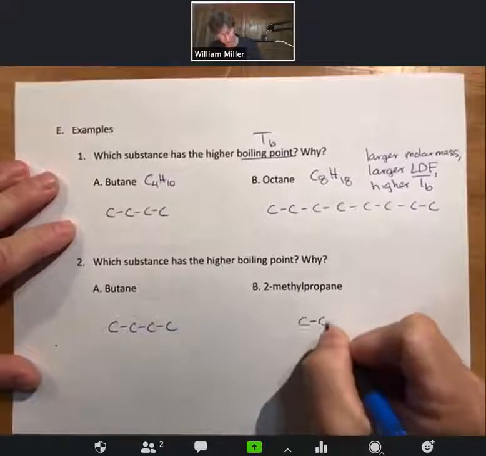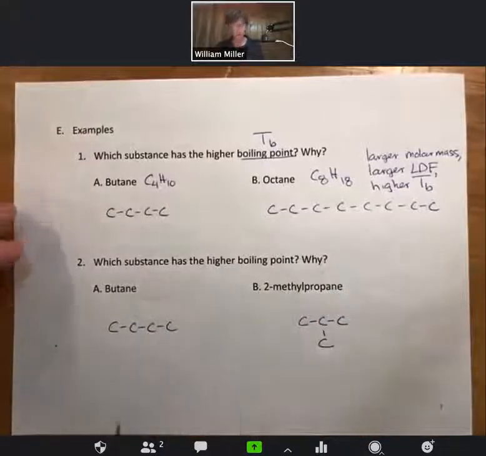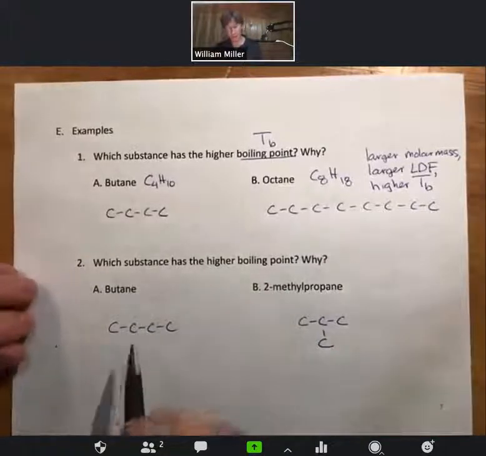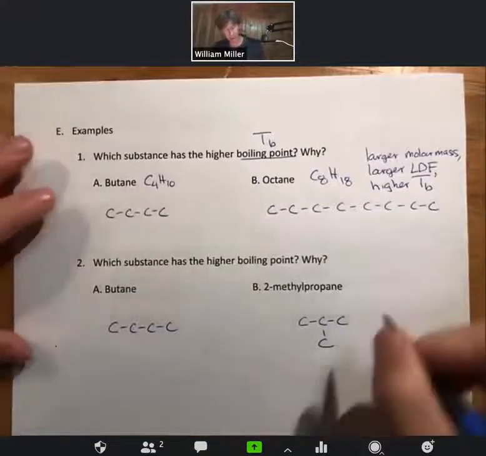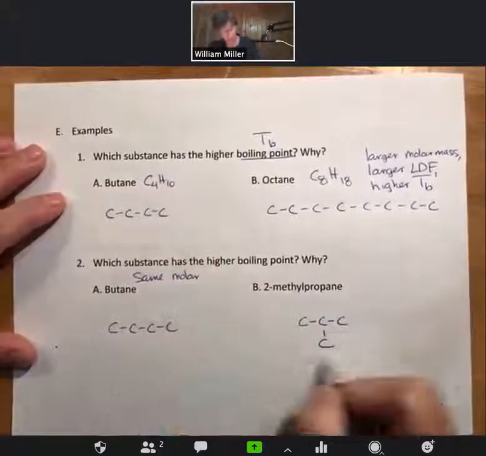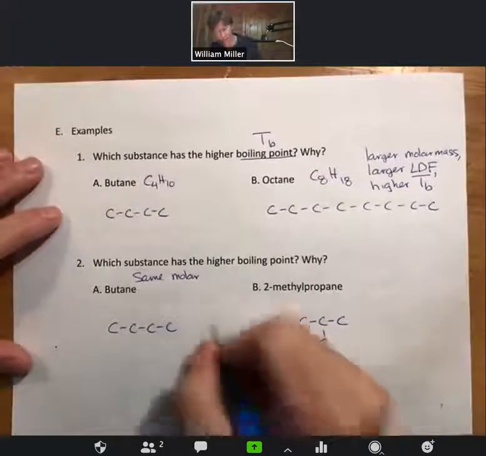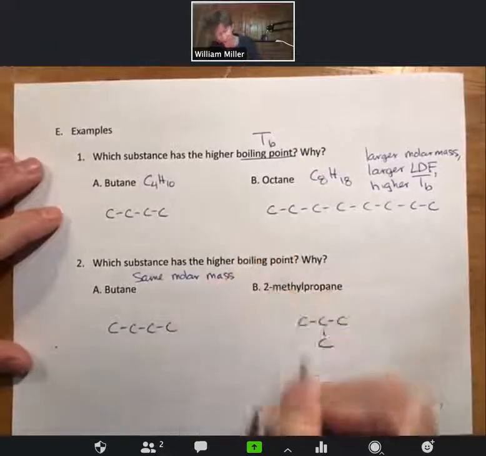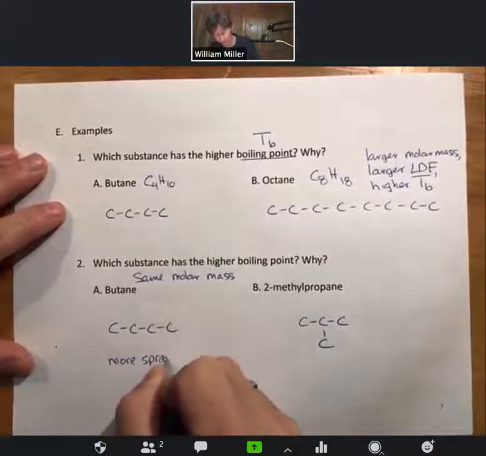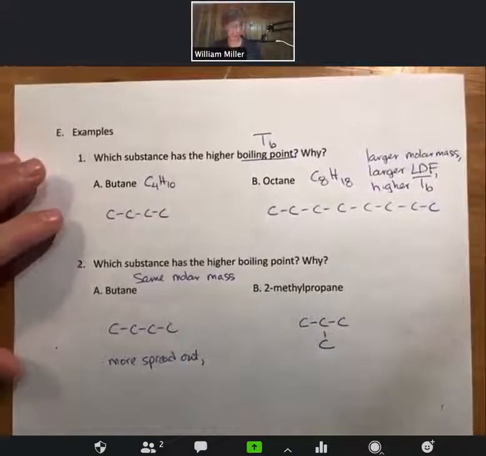These two, butane versus something called 2-methylpropane, again, you don't have to know the names, they're just guides for me so I can draw them. These two have the same molar mass. You can draw in all the hydrogens until each of the carbons has four bonds. And you will see that they have the same molar mass, but butane is more spread out. Therefore, it will have the larger LDF and higher boiling point.